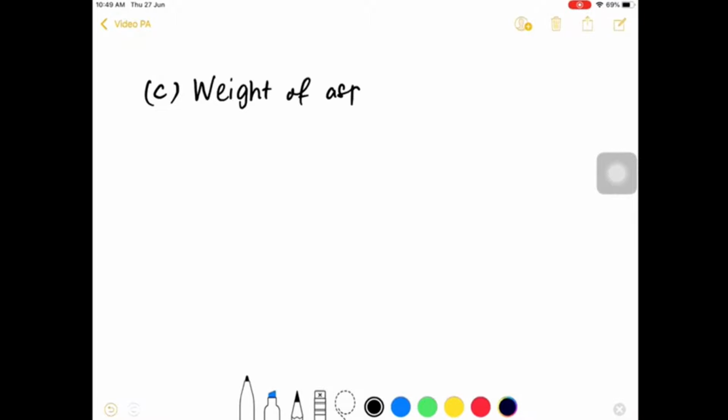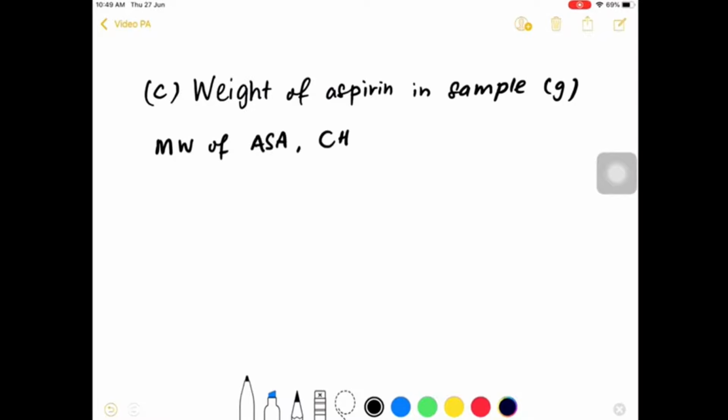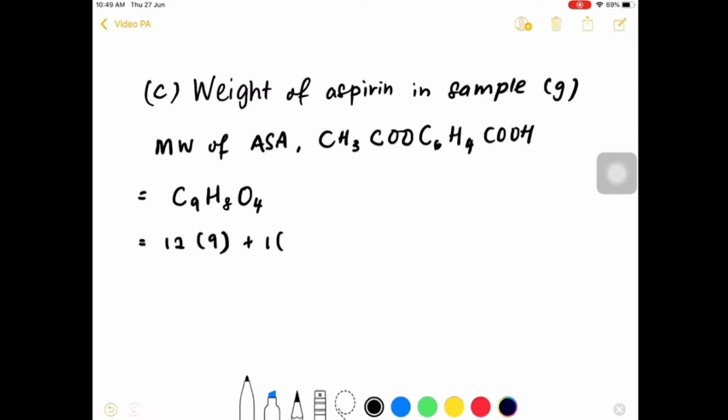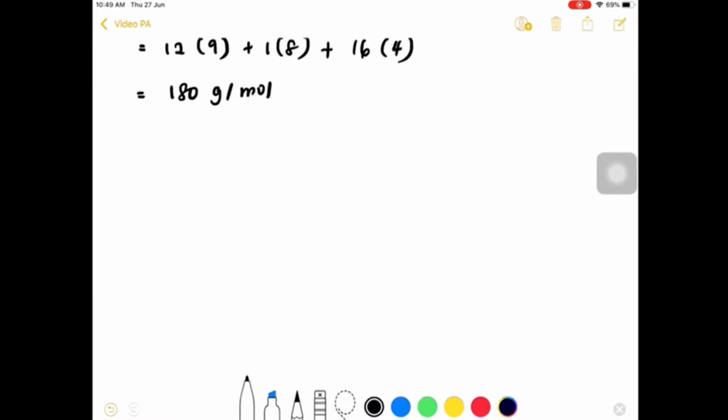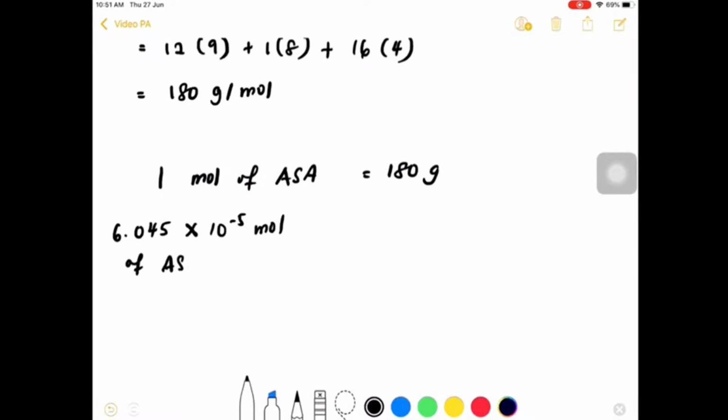Next, to find the weight of aspirin in the sample, we had to find the molecular weight of aspirin, which we found to be 180 grams per mole. From this, 1 mole of aspirin is equal to 180 grams. Hence, 6.045 times 10 to the power of negative 5 mole of aspirin would be equal to 1.0881 times 10 to the power of negative 2 grams.